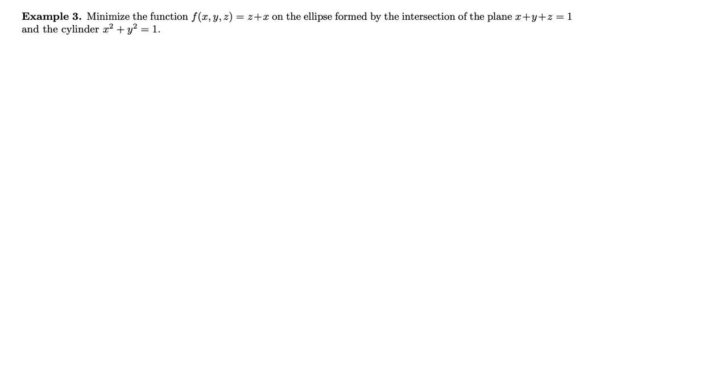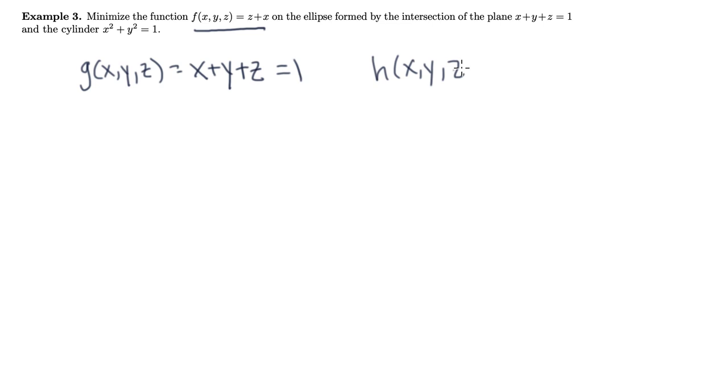Okay, so here we have a Lagrange multiplier problem where we have two constraints. So here's our objective function that we're trying to minimize. And then here are our two constraints. So we have g of x, y, z is equal to x plus y plus z, and we want that to be 1. And then our second constraint is h, which is x squared plus y squared equals 1. So we also want this constraint to equal 1.